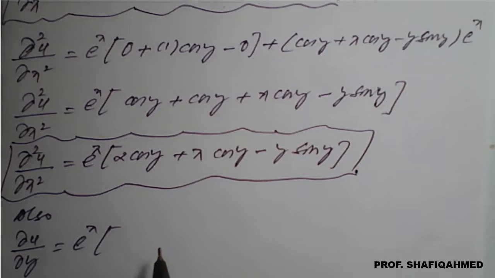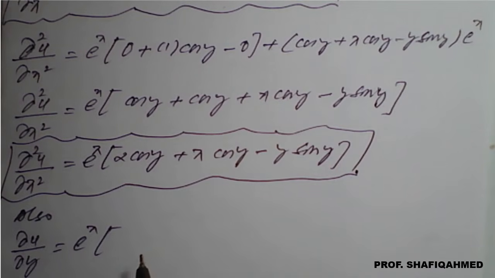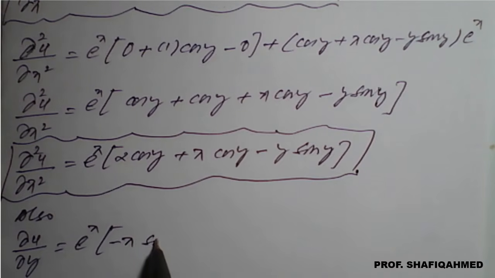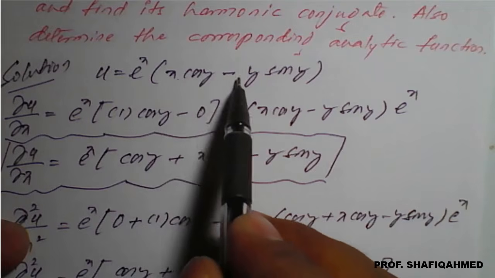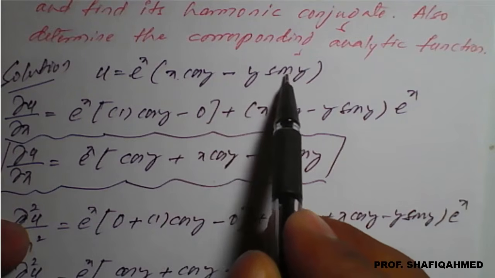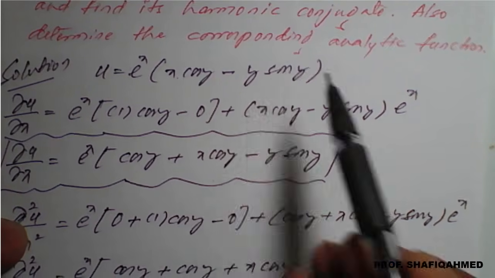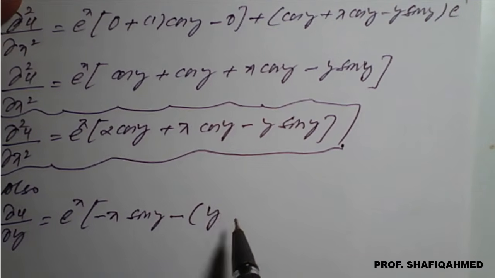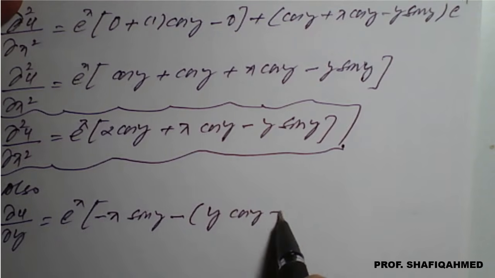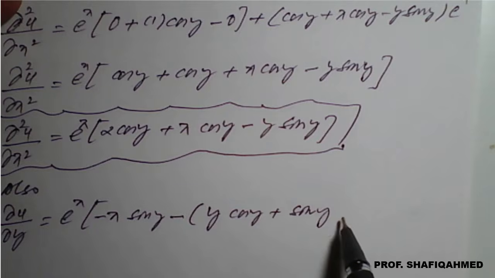The partial derivative of x cos y with respect to y: x is a constant, so the partial derivative of cos y with respect to y is minus sin y. Minus, you can see here y sin y, for this we need to keep the minus sign outside and apply the product formula. So keep y as it is, the partial derivative of sin y is cos y, plus keep sin y as it is, the partial derivative of y is 1.